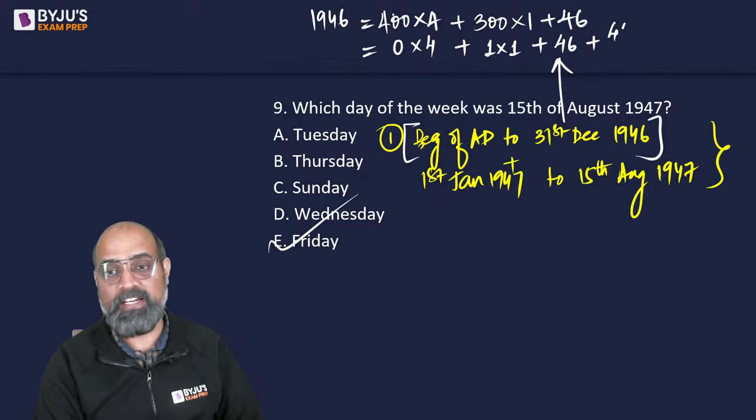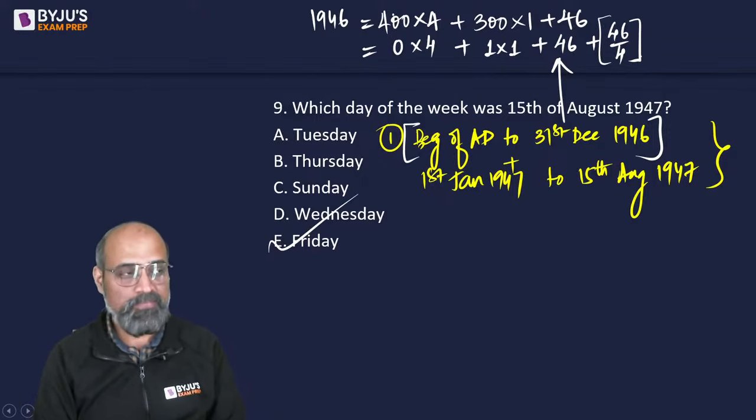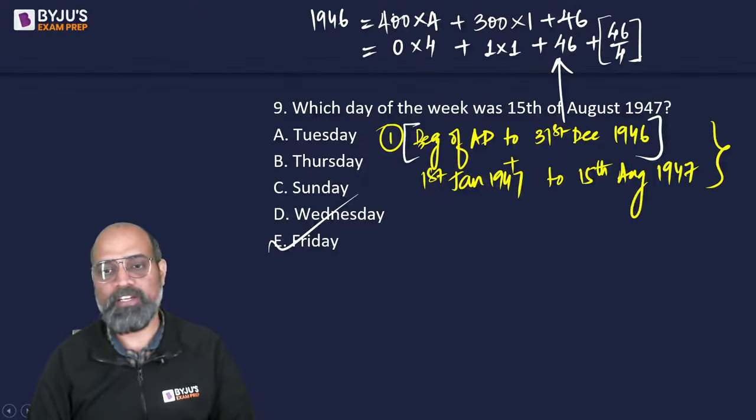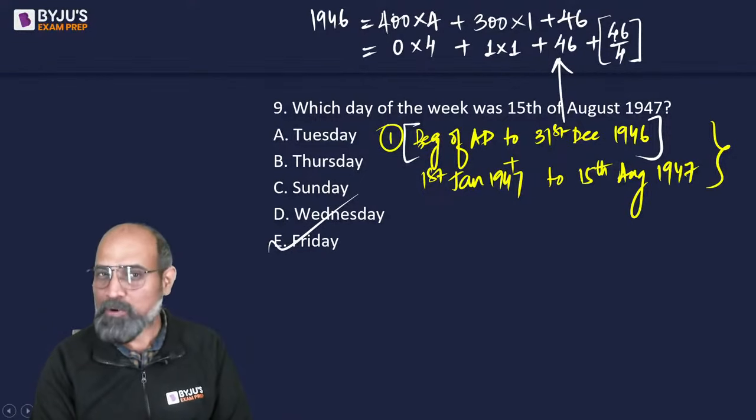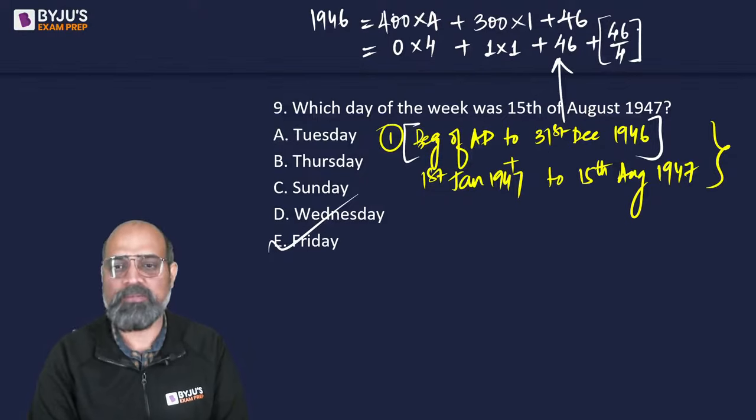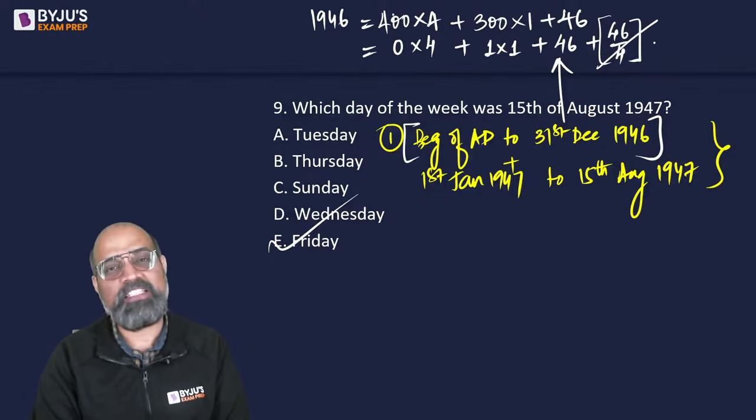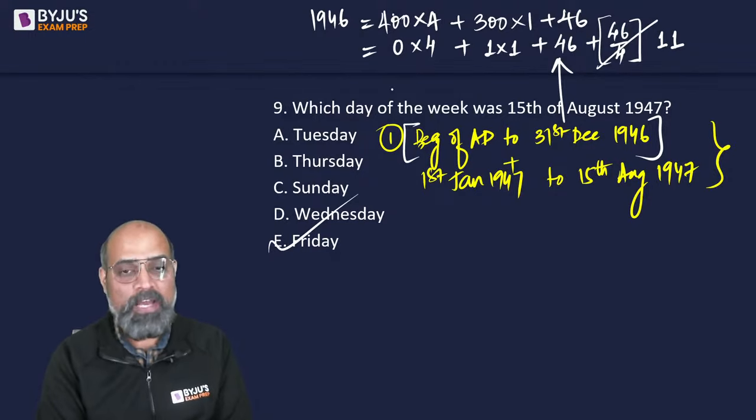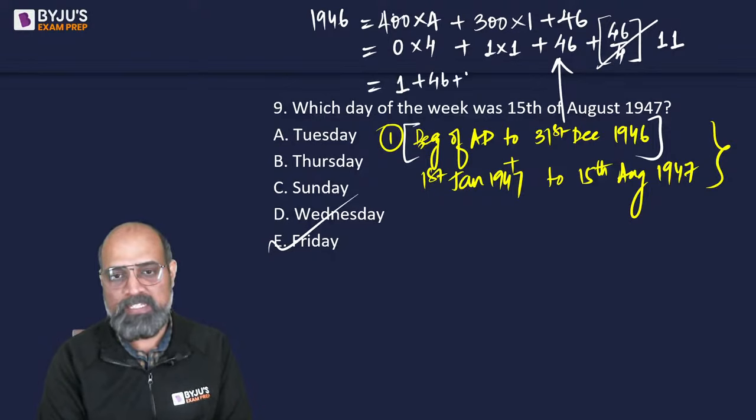Plus, you will divide this 46 by 4 and take the greatest integer function. Greatest integer means if there is anything after the point, you're going to ignore it. 46 by 4 is 11 point something, right? 44 by 4 is 11, so 46 by 4 is 11 point something. The greatest integer of 11 point something is going to give you 11. So we are going to add all of this. So this is going to be 1 plus 46 plus 11.